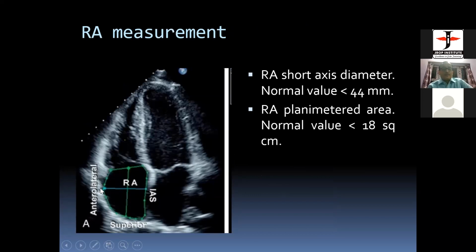And perpendicular to this line, from inner edge to inner edge at the widest portion, is the short axis. Short axis should be less than 44 millimeters. See here. And if you planimeter it, the normal value is less than 18 square centimeters, irrespective of the body surface area. Am I clear to you now?